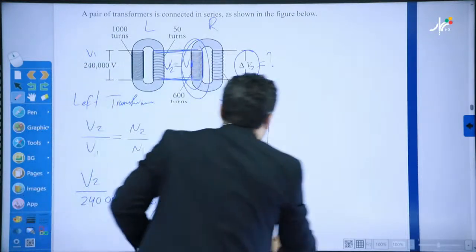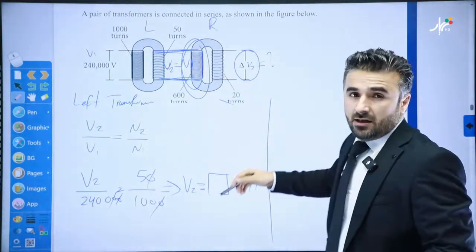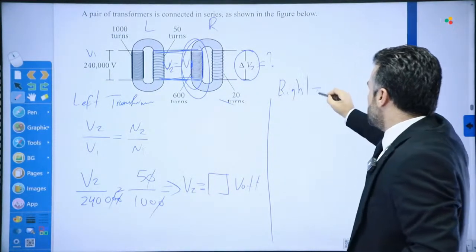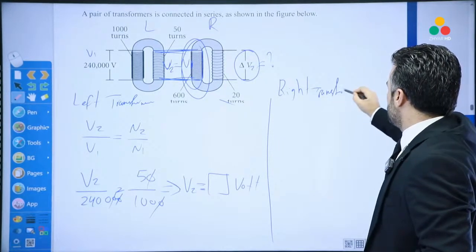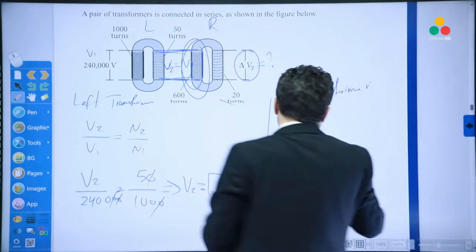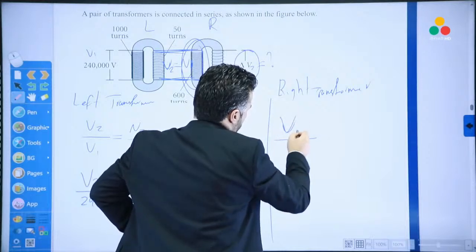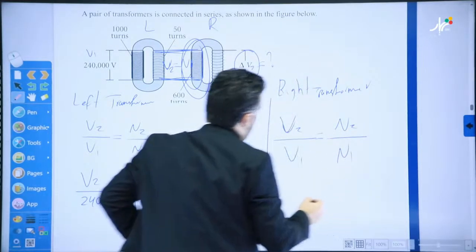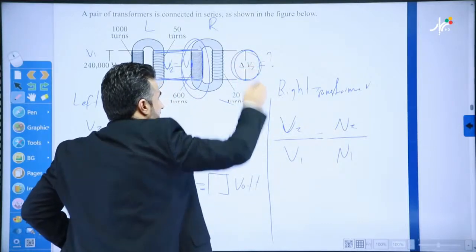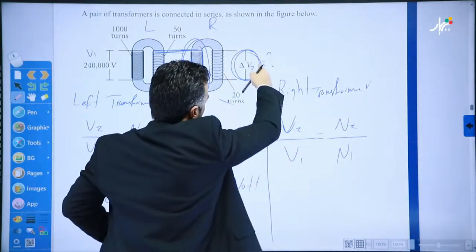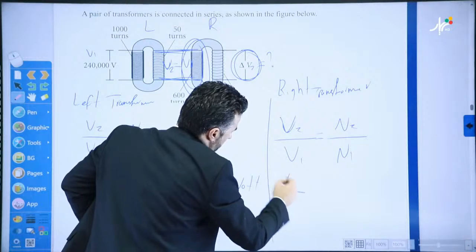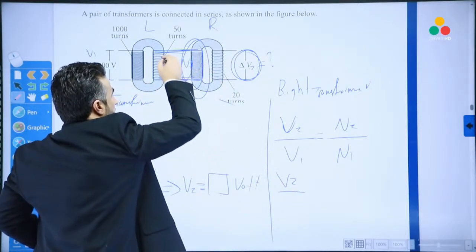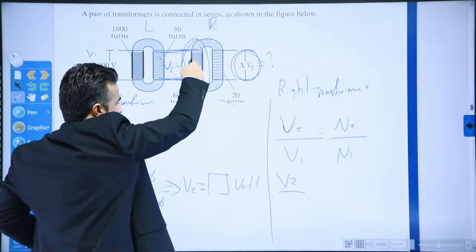So now for the transformer that is on the right here. So we'll say right transformer. For the right transformer, we'll use the same equation, yes? We'll say V2 over V1 is equal to N2 over N1. But look, V2 here is basically the secondary voltage here. That is what the question wants. So we'll say V2, okay? And then divided by V1. So remember, these two are equal. So V2 for this equals V1 for this.